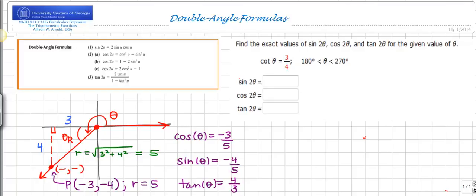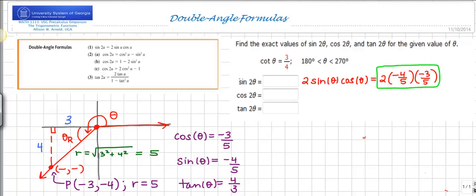Now, the formula for sine 2 theta is 2 sine of theta cosine of theta, and we're good to go since we have both the sine and the cosine values. With a calc pad, you can type this in. Without a calc pad, then you would want to convert this to a nice fraction, which would be, in this case, 24/25, for example.